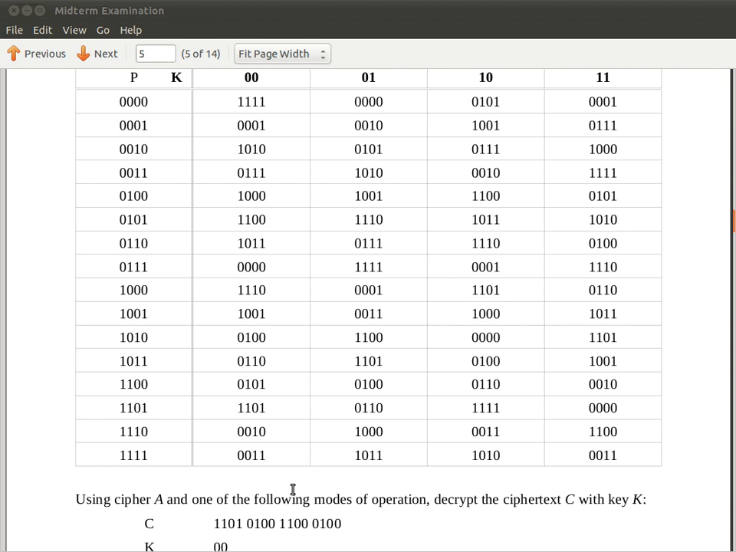Counter mode. Initial value is all zeros. Try counter mode. In counter mode, we increment the counter: 0, 1, 2, 3, 4, and so on.